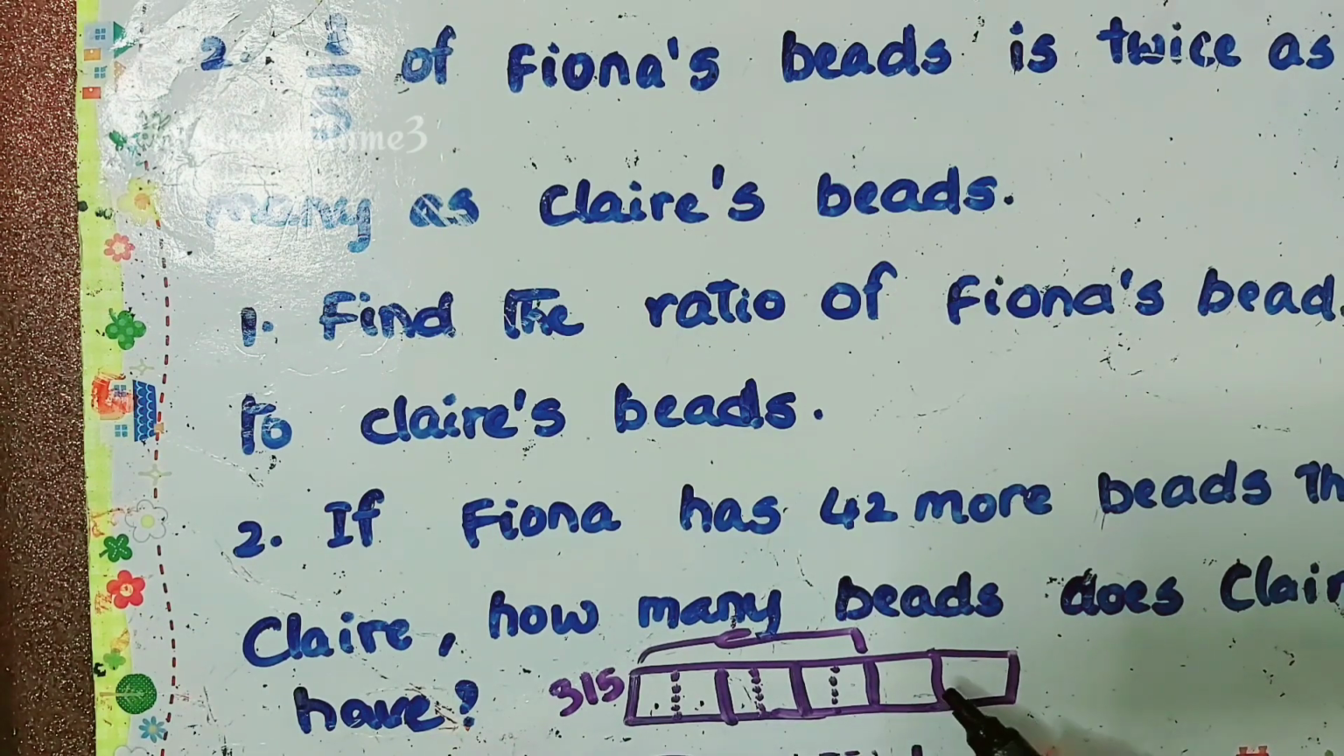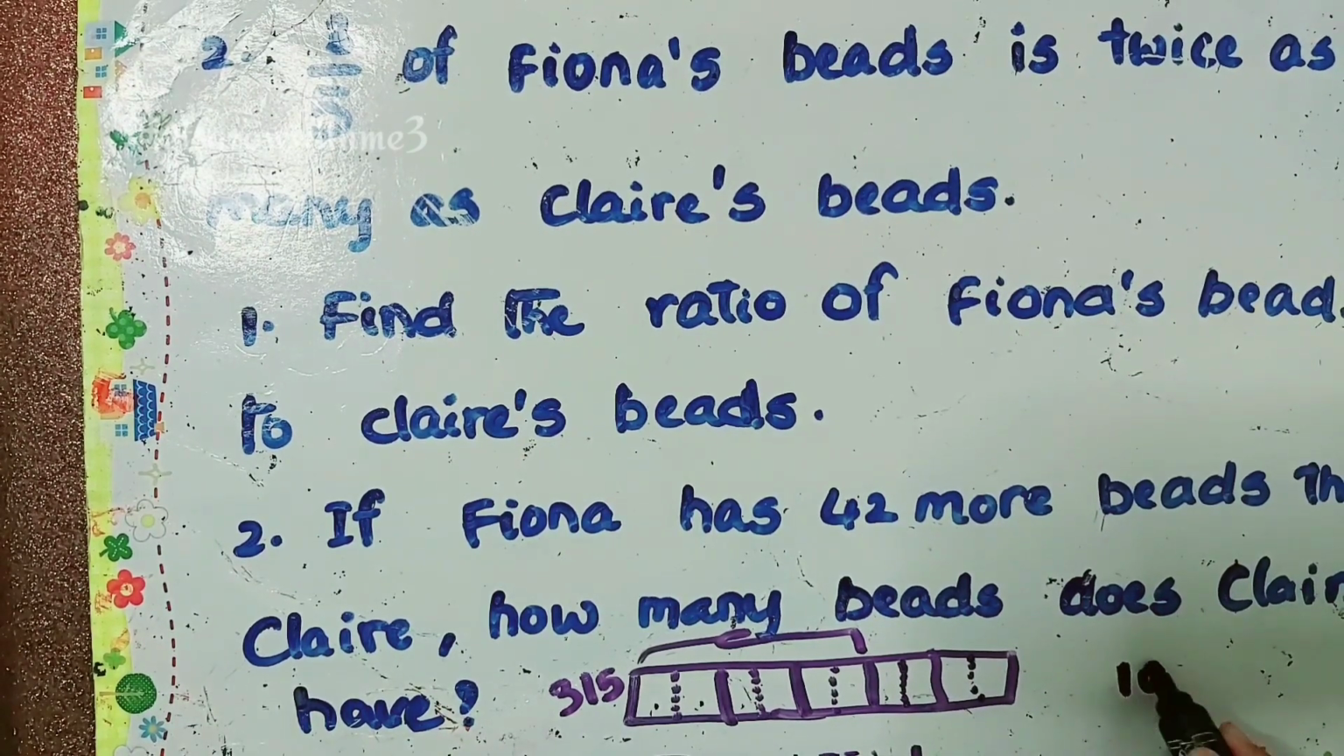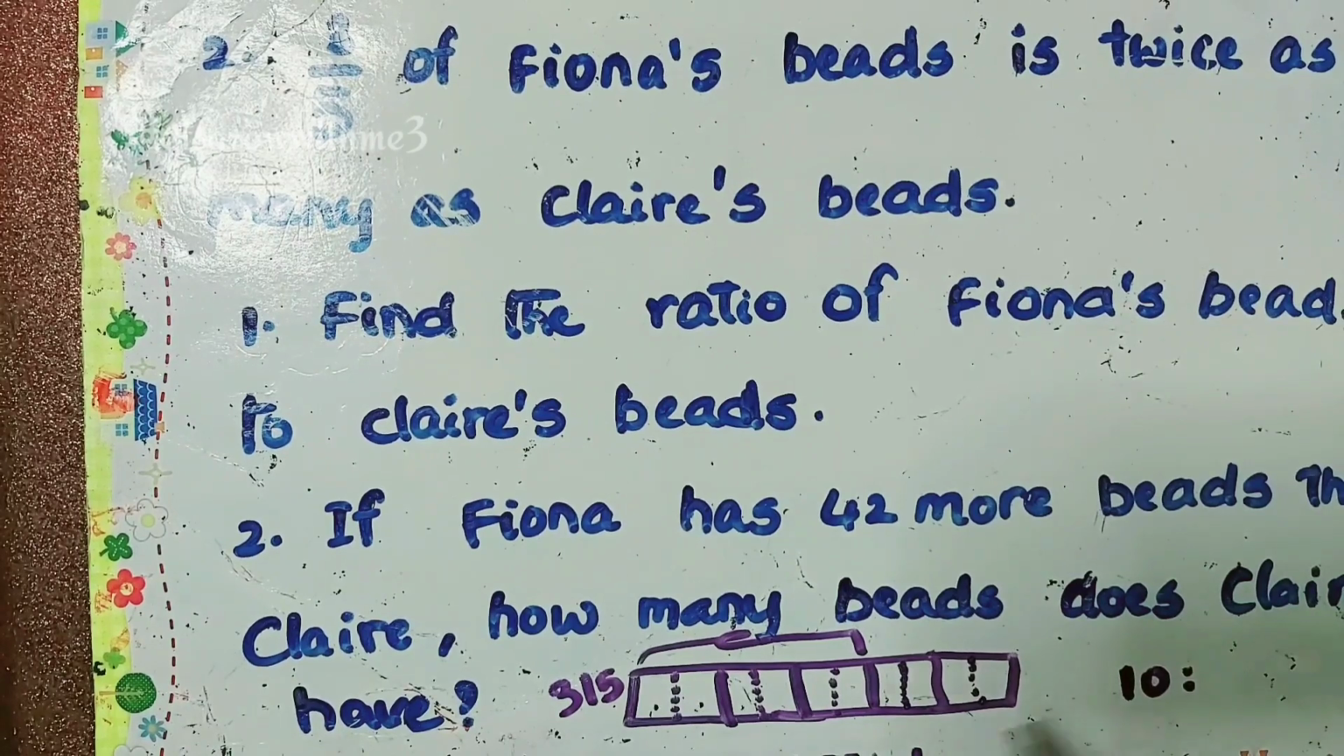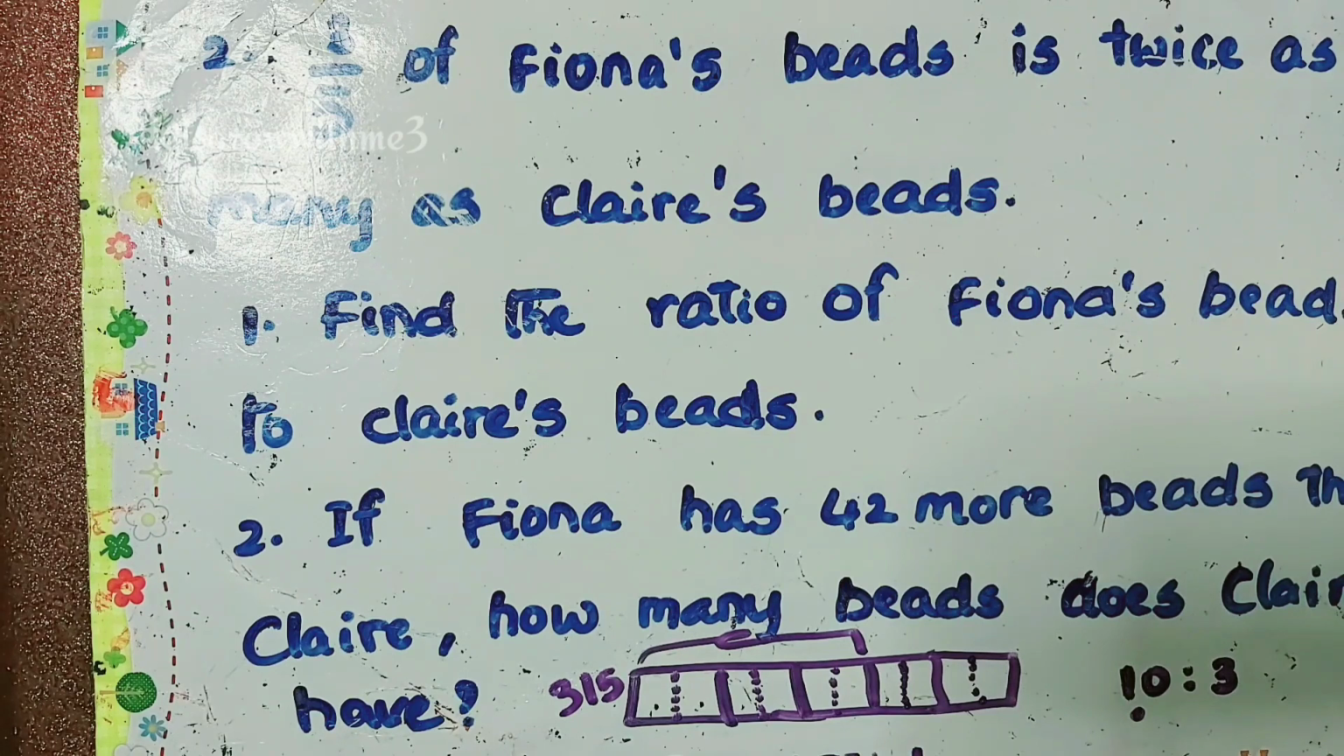Yeah. So now we need to divide every part into equal parts, right? So I divided all Yana's beads as well as Clary's beads. So it's 10:3. Total Yana's beads we have 10 units, and Clary's is 3 units, because we are considering only 1 unit. So 10 is to 3. We don't have any common factors. That's the simplest form of our ratio. 10 is to 3.